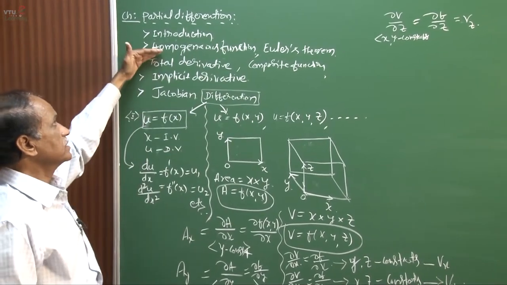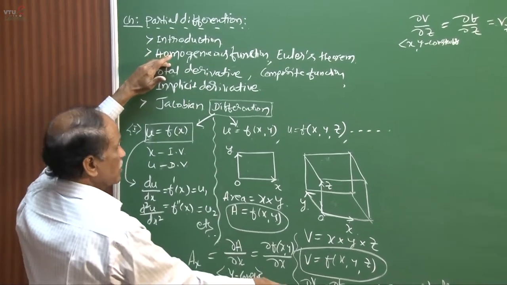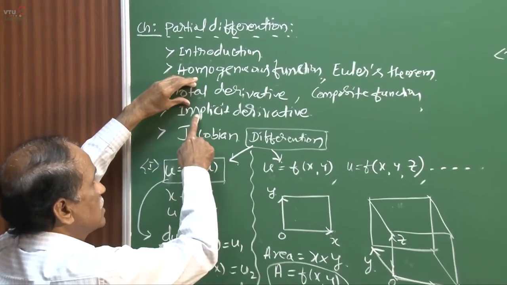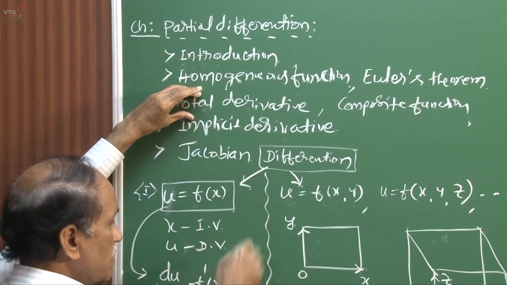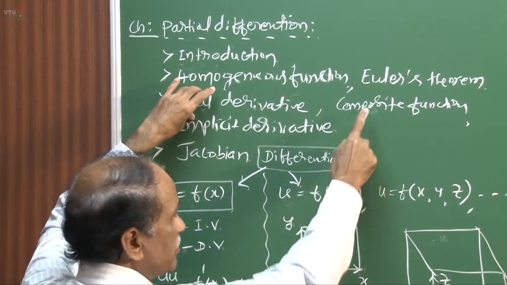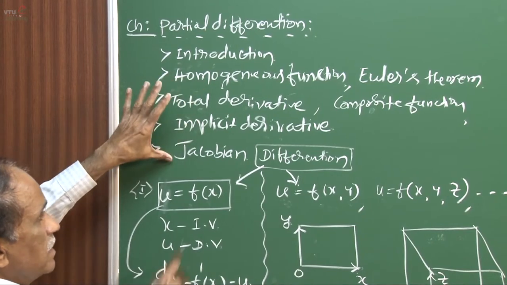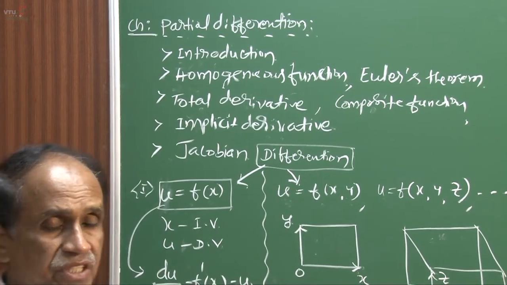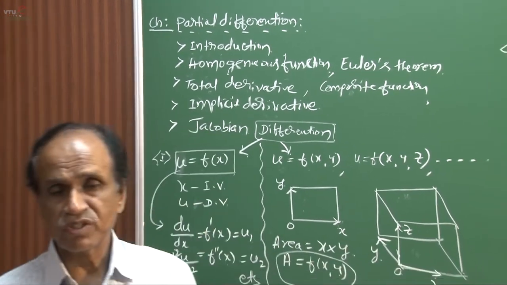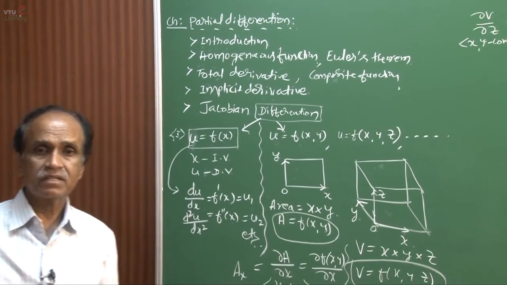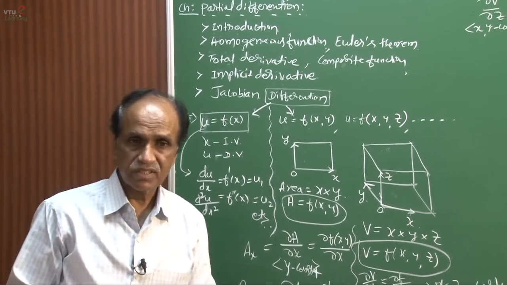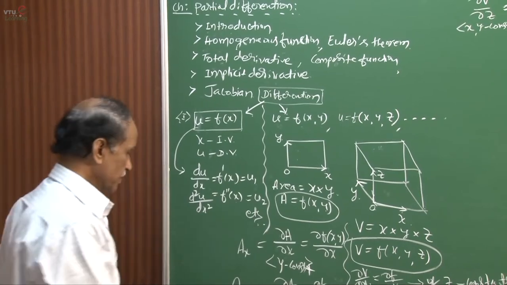And then from this, what is the total derivative in terms of partial derivative, and what is the total derivative in terms of ordinary, and composite function in terms of partial, and implicit in the form of ordinary, and then Jacobian in terms of partial derivatives. This is what I am going to discuss in the remaining portion of this topic, that is partial differentiation.